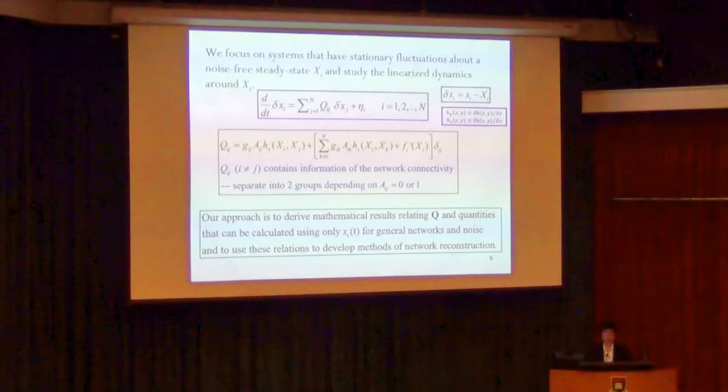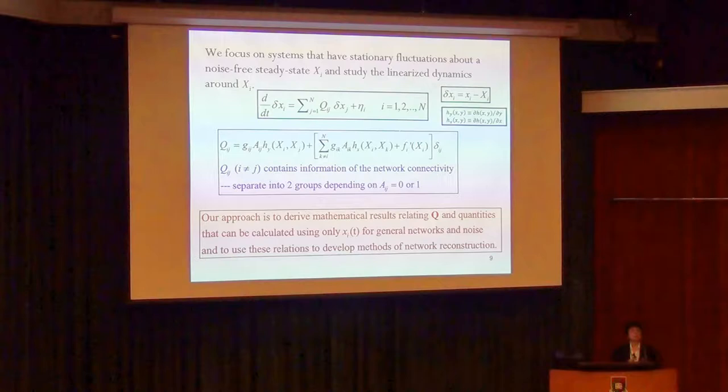So we focus on the case that this system, in the absence of noise, when there's no noise, then the solution of the system will be just a steady state. Okay, steady state, time independent. So for each node, the solution will be this big xi. And then in the presence of noise, obviously the system will deviate from this steady state, but it will be with some fluctuations.